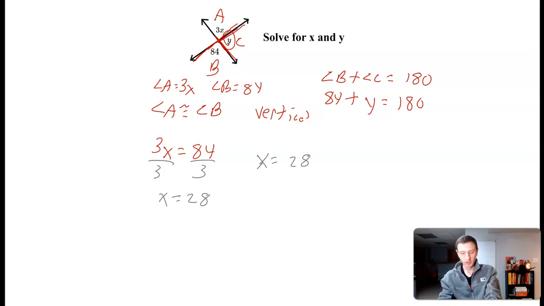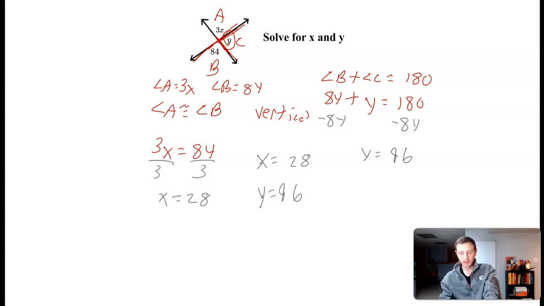and then if I want to use the supplementary relationship between y and 84, then I could subtract 84 from 180, giving me y is equal to 180 minus 84, which is 96. So y is equal to 96 degrees.